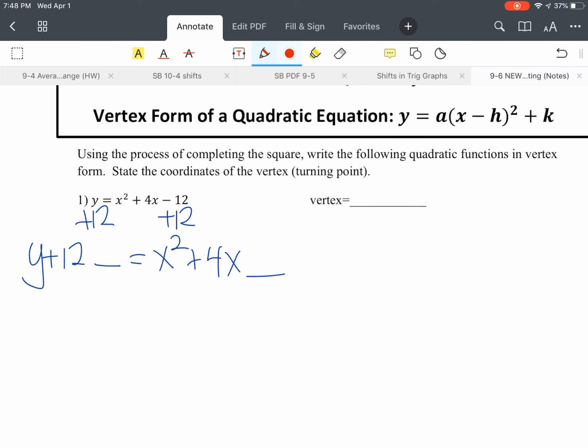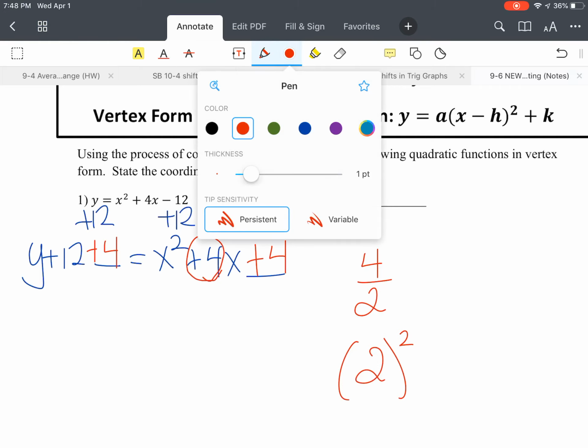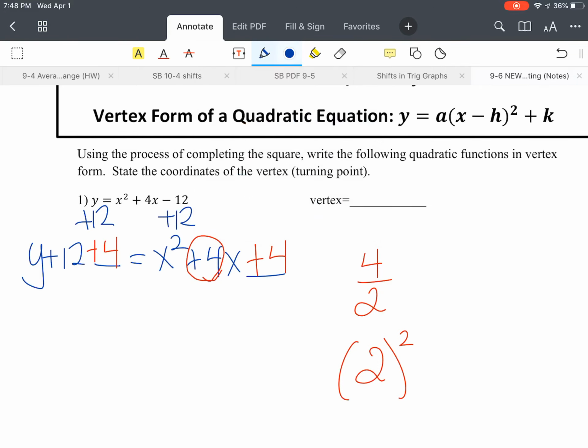I'm going to take half of this b value, I'm going to take half of 4 and square it. So 4 divided by 2 is 2, and I'm going to square it. So I am going to add 4 to both sides. Okay. Now the next step I'm going to do is I'm going to take this side and I'm going to factor it. This is all still exactly the same as when we did completing the square, because it's the same steps. We're just going to stop at a certain point.